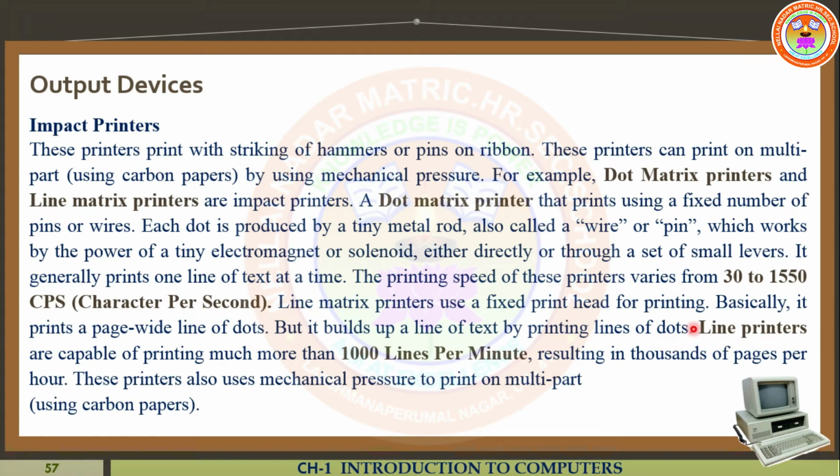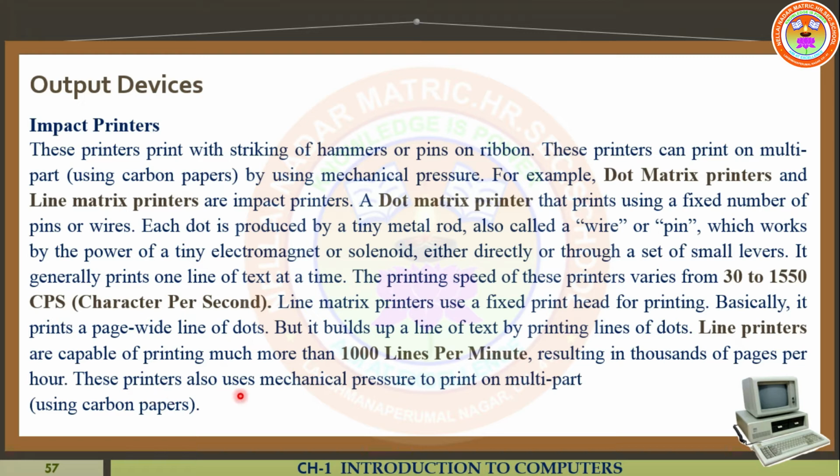The next thing is the line matrix printer. It prints a page-wide line of dots, and it builds up a line of text by printing lines of dots. Line printers are capable of printing much more than 1000 lines per minute. Compared to the dot matrix printer, the line matrix printer prints 1000 lines per minute. When compared to this one, it is very fast, resulting in thousands of pages per hour. So per hour it will be printing 1000 pages.